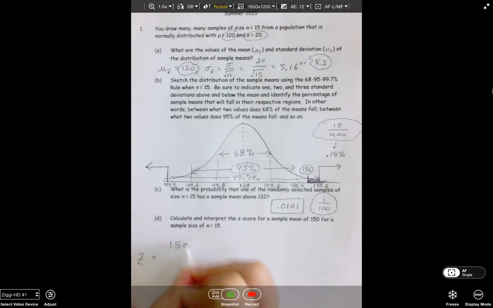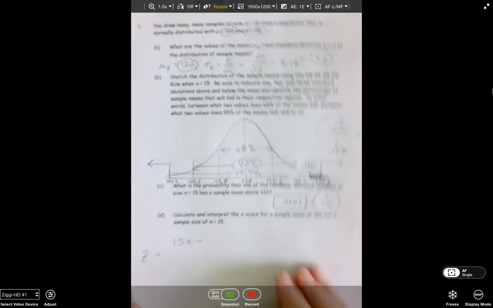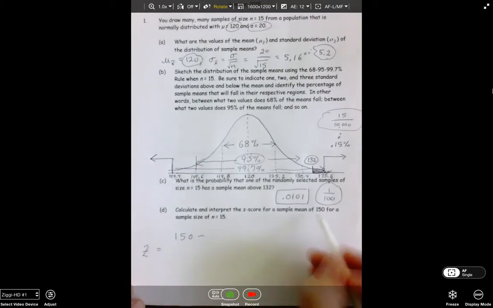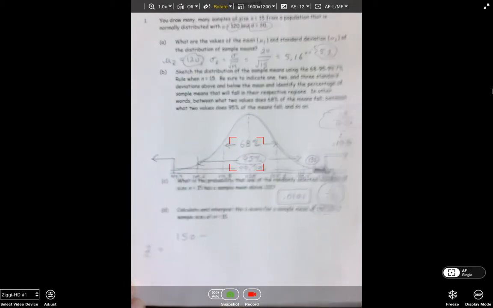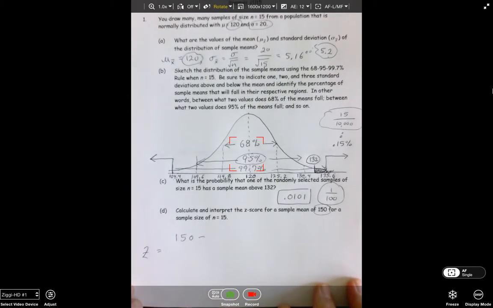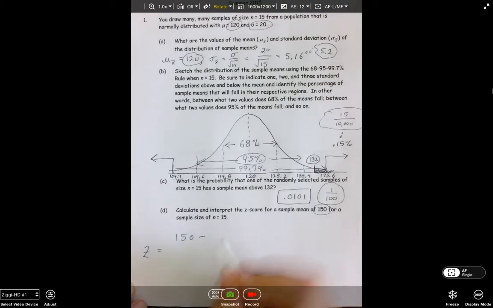So we take the sample mean that we're calculating the z-score for. I'll tell you what, guys, this is a little blurry. Let me adjust. All right, let's see if that helps a little bit. So now we're going to take the mean of the population. And then we're going to take the standard deviation of the population divided by the square root of the sample size.